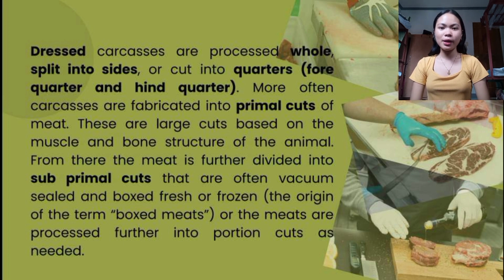Ang subprimal cuts naman po when it comes from the pork is the shoulder, include the shoulder blade steak, cottage roll, shoulder picnic, riblets, and jaw. Sa beef naman po ay top round, full tenderloin, and rib eye. Any subprimal cuts po may not be intended for use in the ground products.